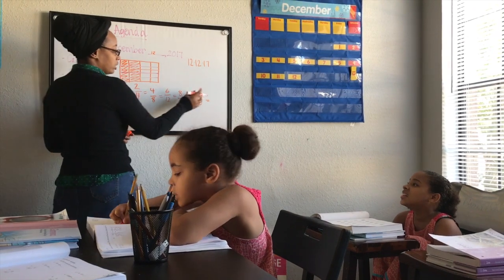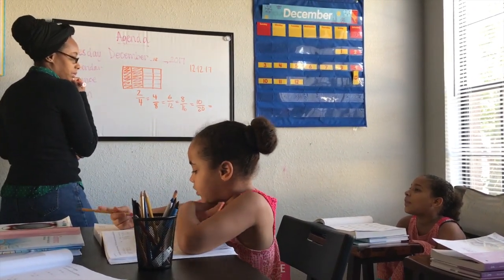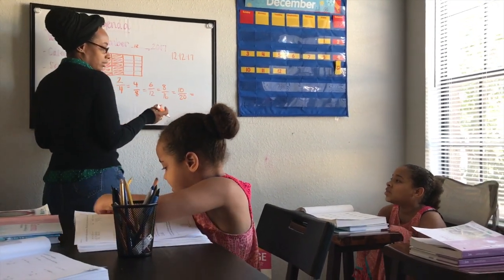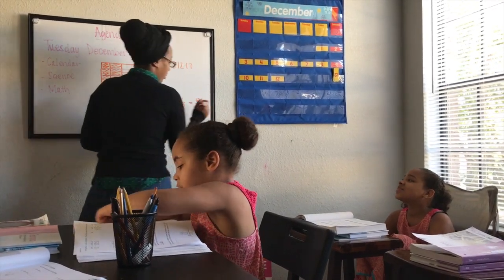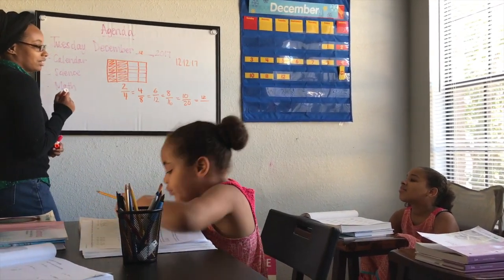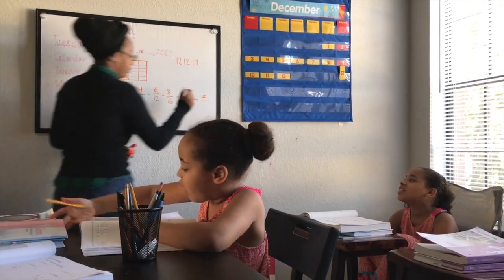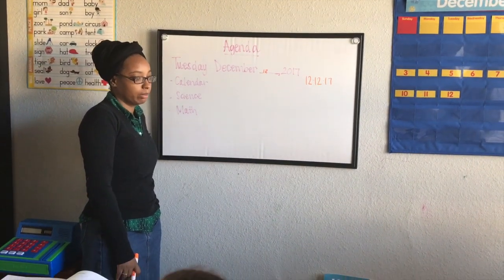So if we're counting by 2s in the numerator, what would be the numerator on top? No, we're counting by 2s. Oh, 2s. 12. 12, good. And what would be the denominator? 24, very good.